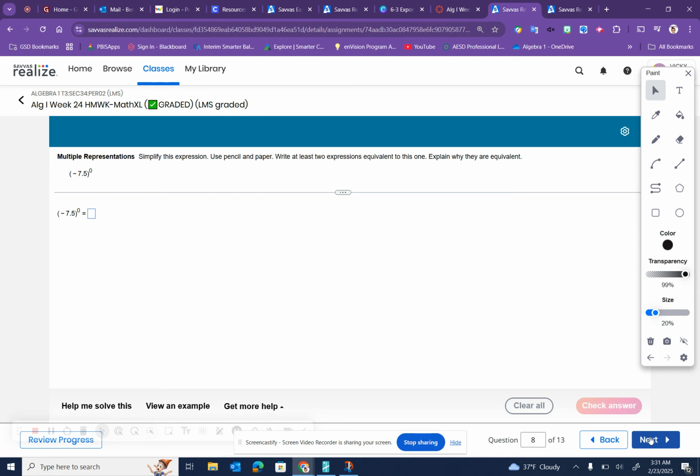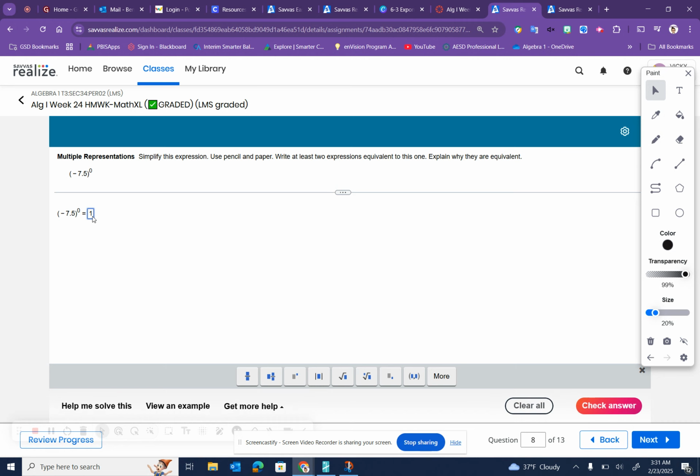Here you're going to simplify this expression. Recall that we are going to apply the zero exponent rule. Notice that the base is a negative 7.5. It is in parentheses, so the whole thing is to the 0 power. Anything to the 0 power is simply equal to 1.